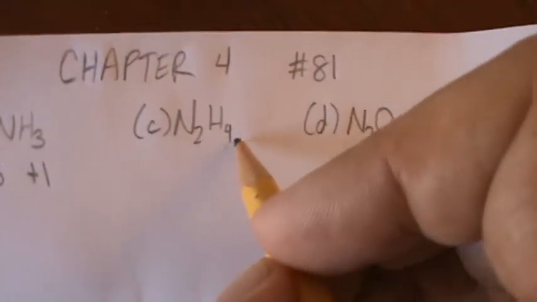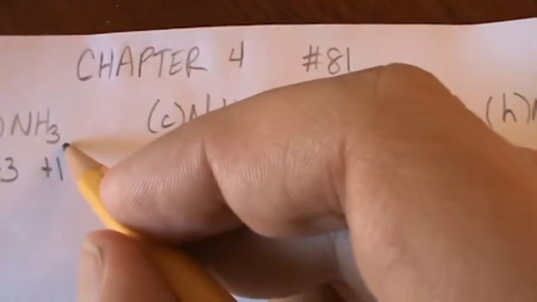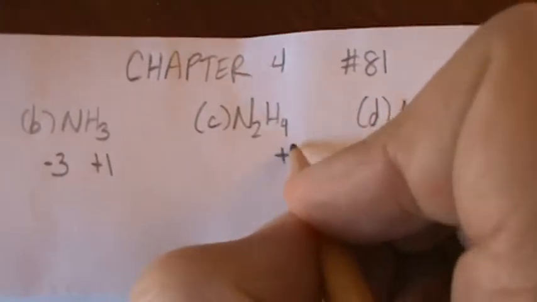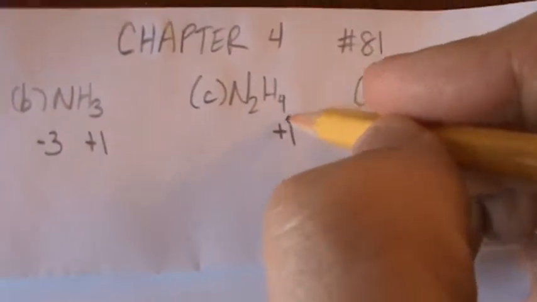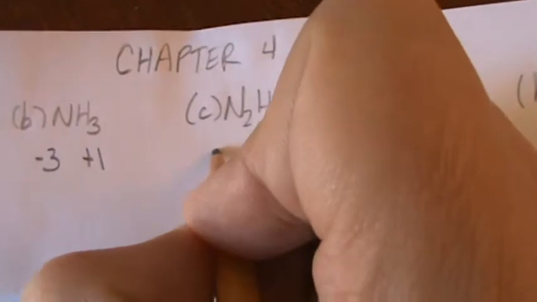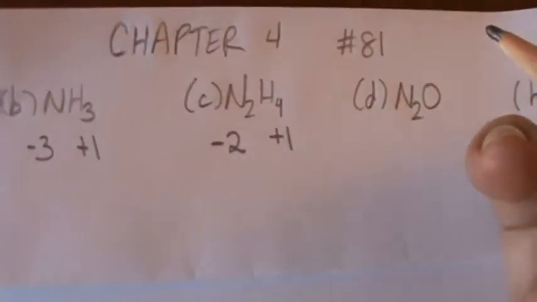Okay, so this is N2H4. It's another nitrogen-containing compound, just like NH3. Each hydrogen is a +1, and there are 4 of them, which gives me an overall +4 charge. The nitrogen, there are 2 of them, and they need to balance to make that work. So each nitrogen has a -2 charge, or oxidation number, on it.